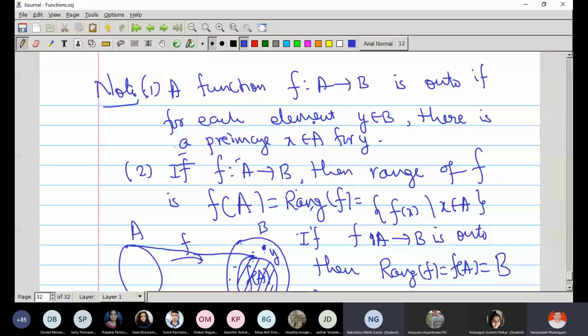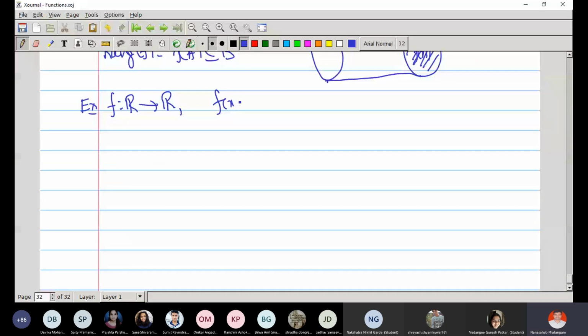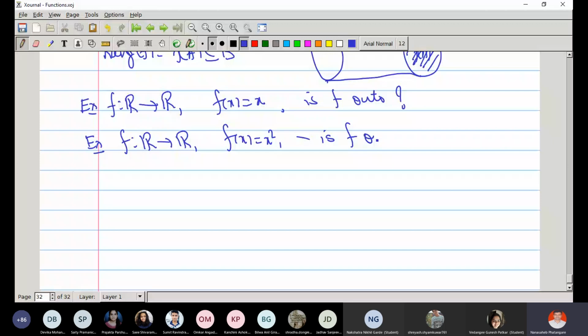So for example, if I define a function from R to R, f of x is equal to x, then is f onto? Okay, so f of x is equal to x. Is it onto?